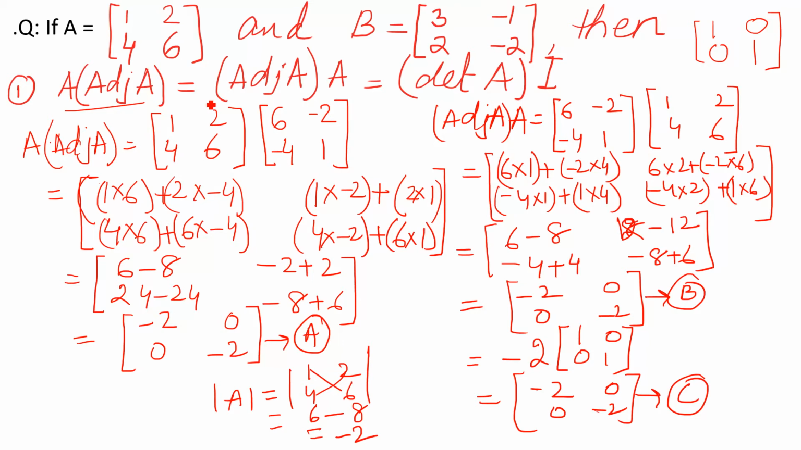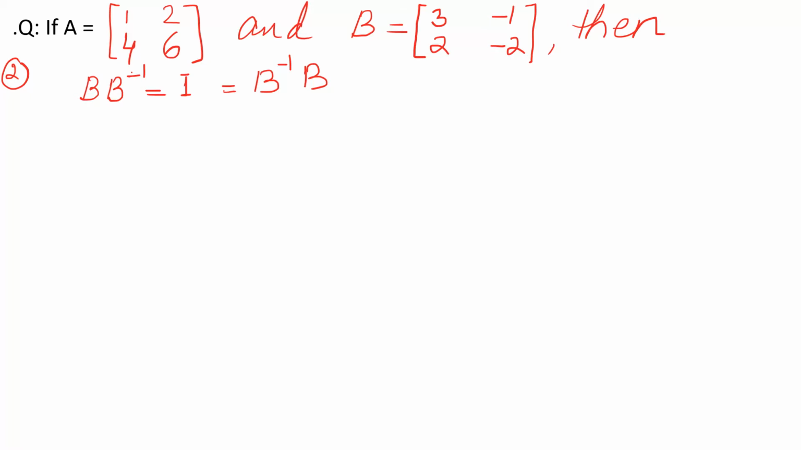A times adjoint of A is equal to the determinant of A multiplied by the identity. So A, B, C, we have proved all are equal to the matrix minus 2, 0, 0, and negative 2. So here you can write down A times adjoint of A, all this we have proved these are equal. Okay, one more question.